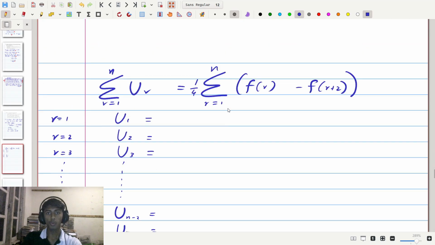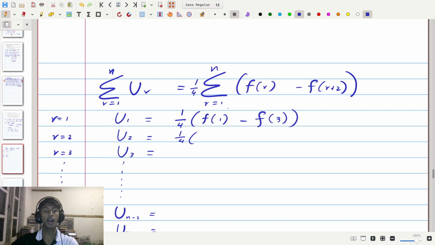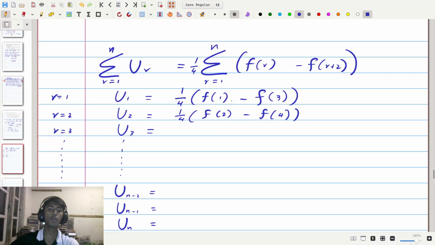For the first term we have r equals 1 substituted, times 1/4, which is going to be 1/4 of f of 1 minus f of r plus 2, which is 1 plus 2, which is 3. So therefore f of 1 minus f of 3. Now considering the next one, we have 1/4 of r equals 2, which is going to mean we have f of 2 minus f of 2 plus 2, which is f of 4. The next term of that is 1/4 of f of 3 minus f of 5. And it continues like that, so on and so forth.